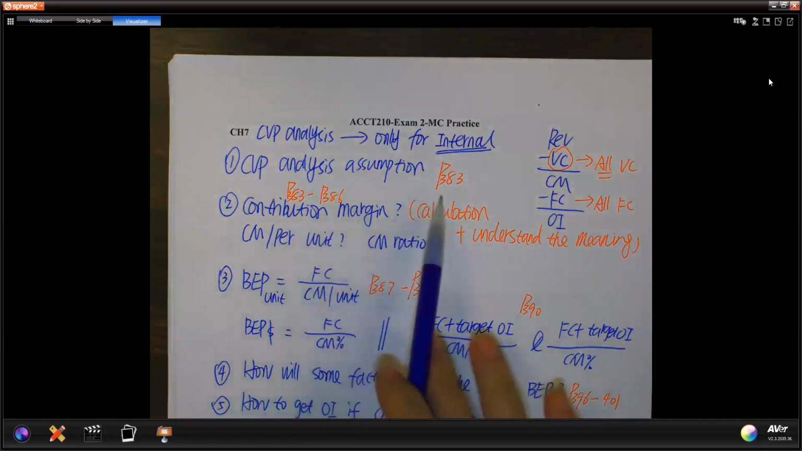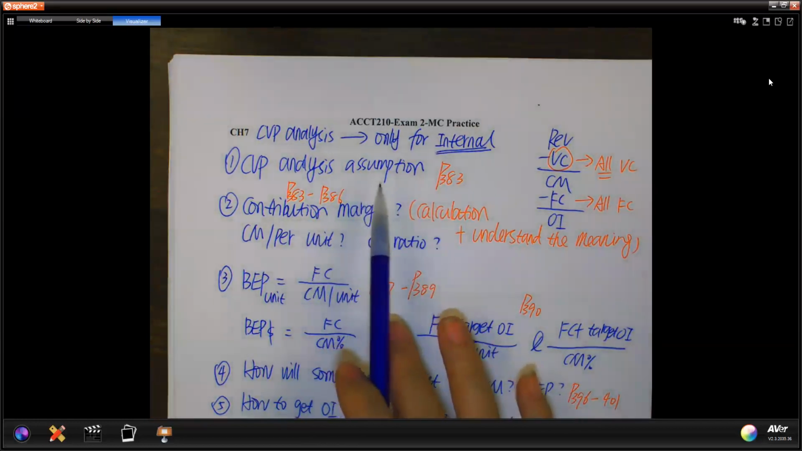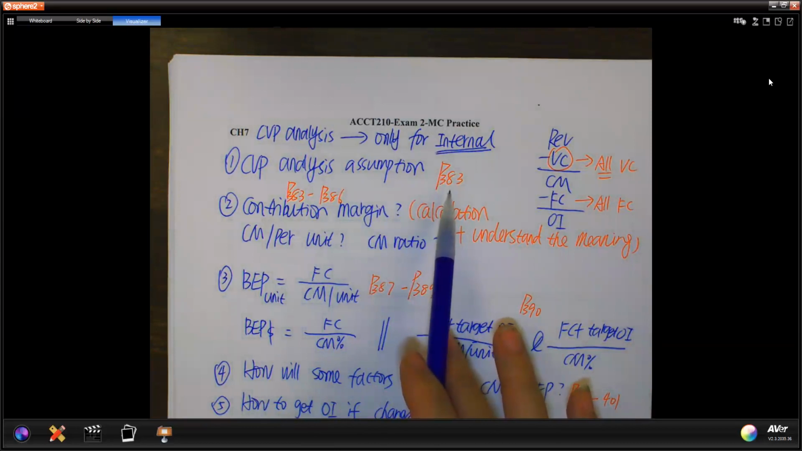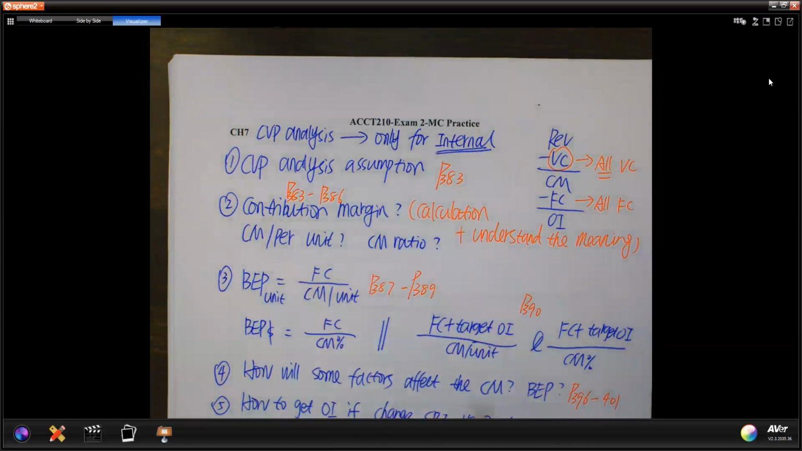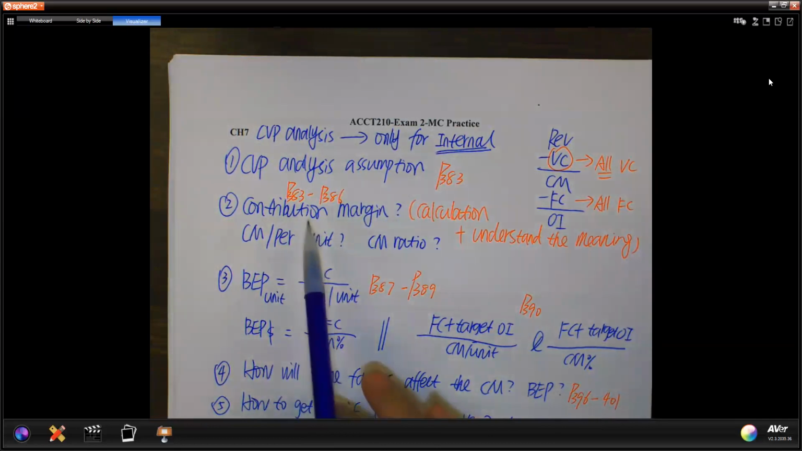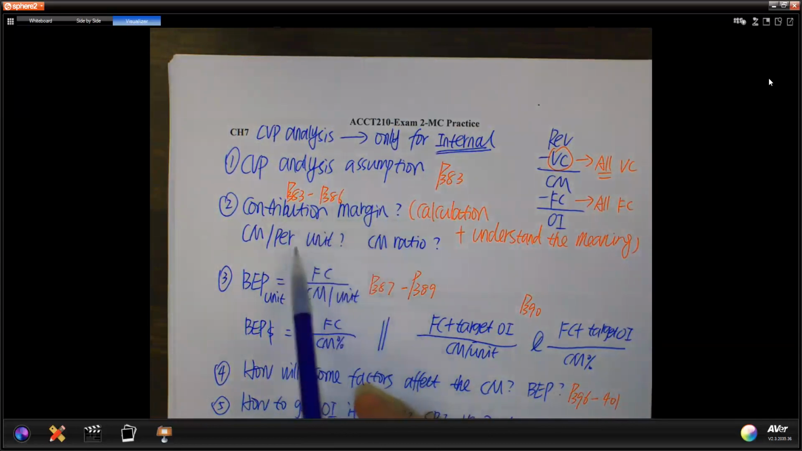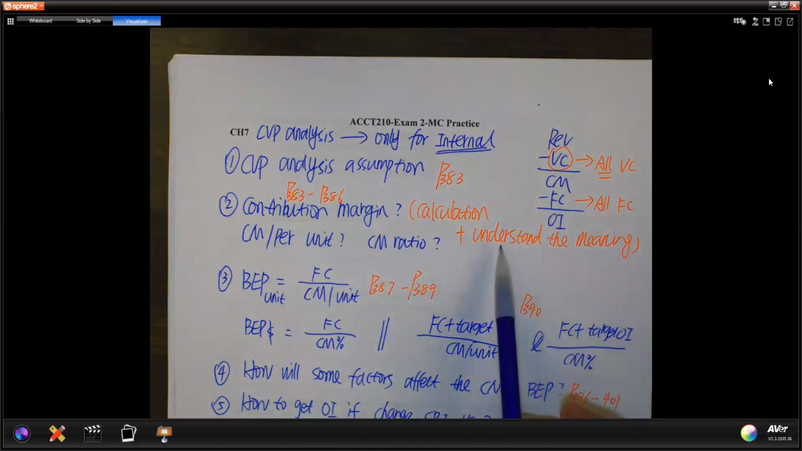So I make it so that first you need to know the assumptions. This is in the textbook, so go back to the textbook. I'm not going to repeat everything, just give you a quick review. And then contribution margin per unit and contribution margin ratio. I don't worry about the calculation. I want you to make sure you understand the meaning of those things. What's the meaning of contribution margin?